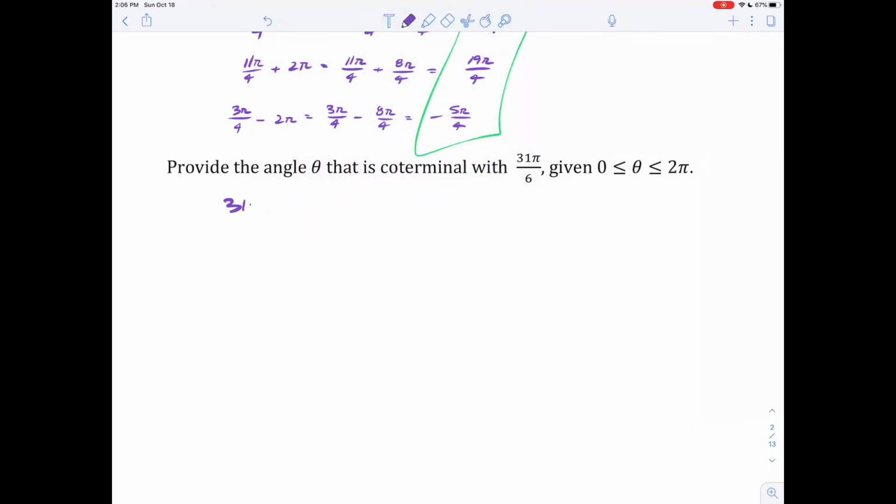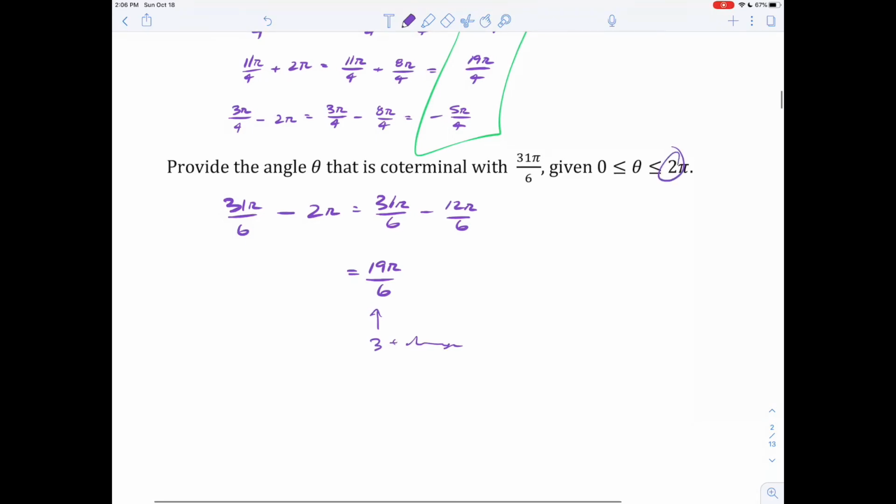31 pi over 6. We're going to get rid of 2 pi, which is the same as subtracting 12 pi over 6, which gives us something like 19 pi over 6. Is this done? No, it's not, because 19 over 6 is like 3 and some change, whereas we need to get to just 2 pi's, not 3 pi's. So we're still too high. Too high. So sad.